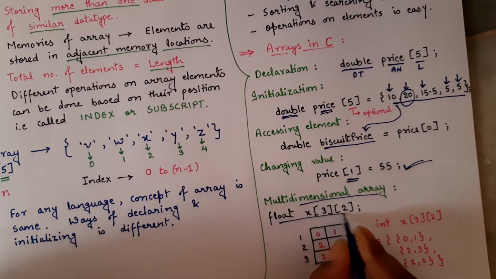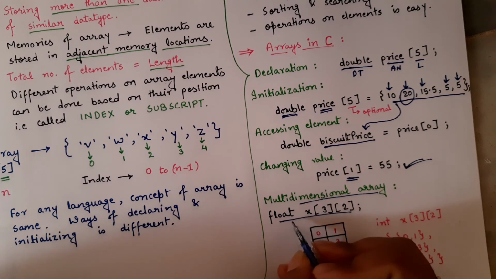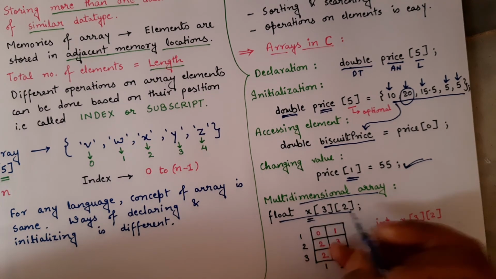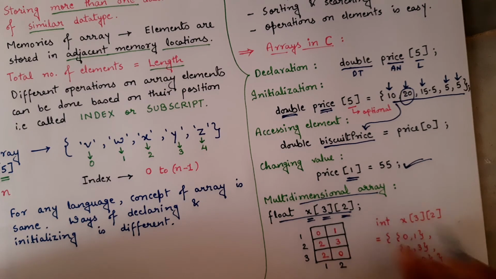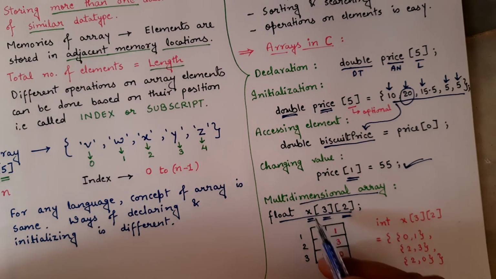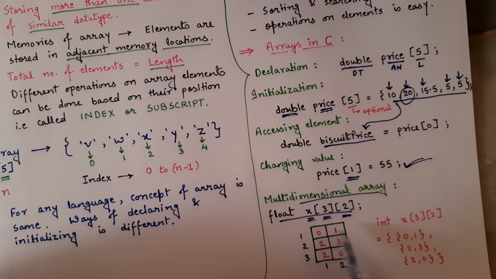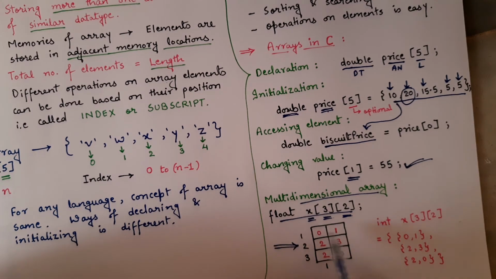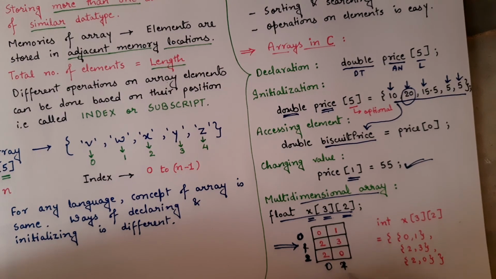You can declare them like this. Data type, that is float, then x is my array name, and here the number of rows and number of columns based on your requirement. So if I am writing x of 3 and 2, the first one is for the number of rows, so it will make a 2D array with 3 rows and 2 columns. Your index will always start with 0, so 0, 1, 2 on this side, and on this side 0 and 1 will be your index.